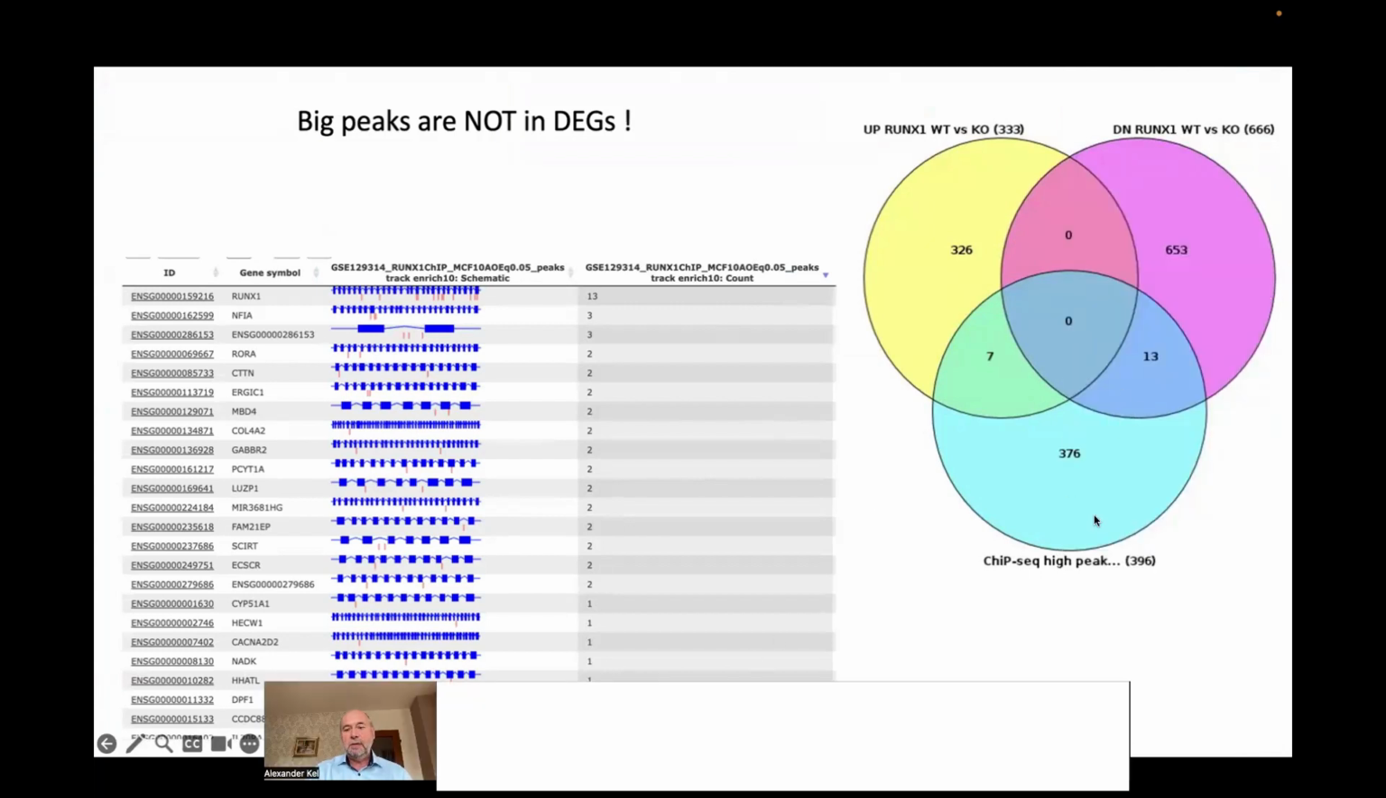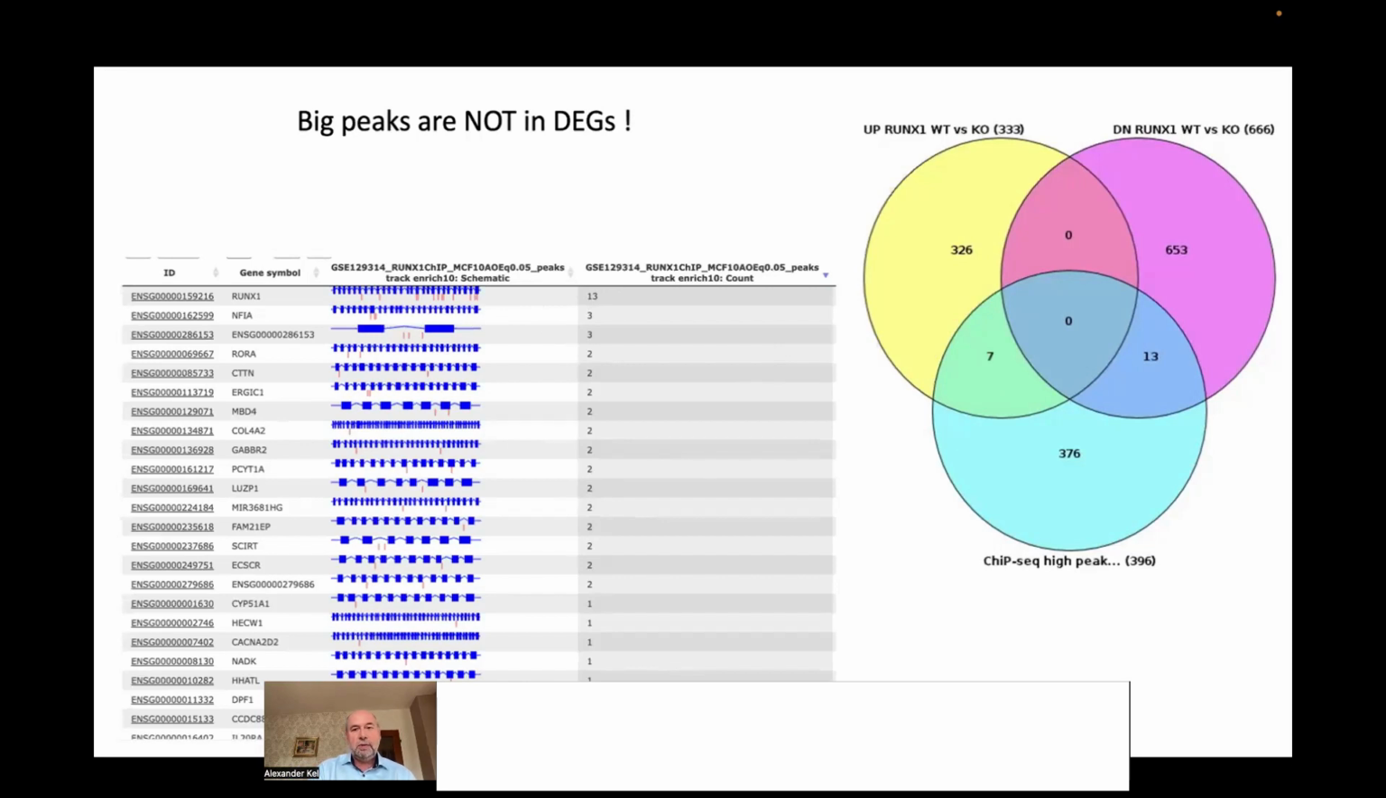And here you see those genes which are located near the biggest peaks, those peaks of ChIP-seq where the factor binds strongly. And you see there is very little overlap. It's only 7 genes which are upregulated and have this strong peak in front of them. By the way, this RUNX1 gene actually has 13 of these strong peaks inside it, but the gene is not upregulated by itself. So there is something strange going on there.